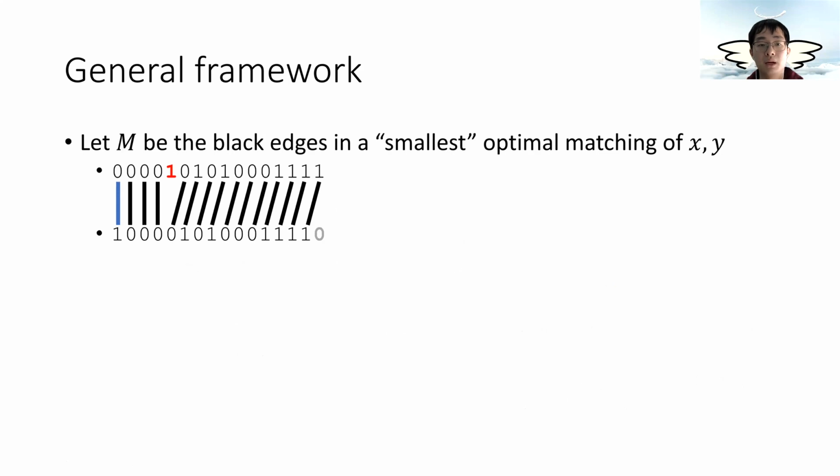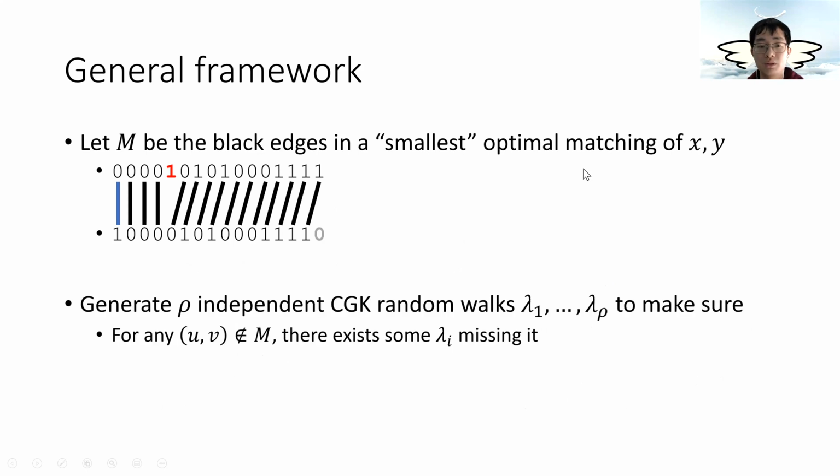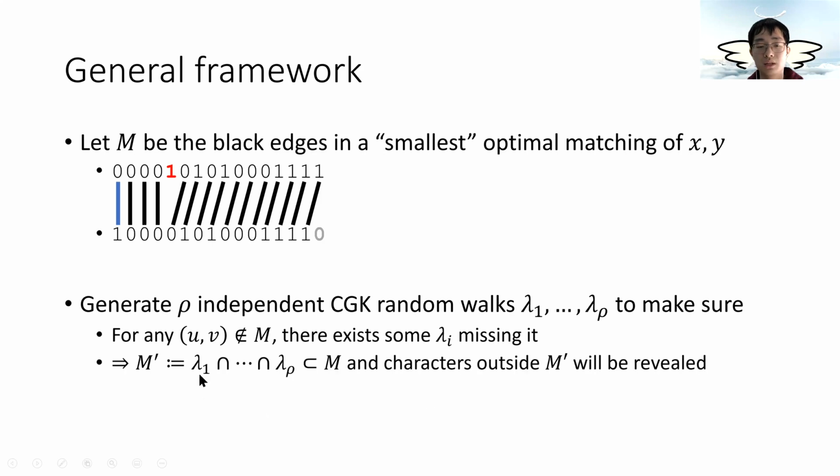Now let M be the black edges in a smallest optimal matching of x and y. Then we will generate several independent CGK random walks, lambda 1 up to lambda rho, to make sure that for each edge uv not in these black edges, there exists some random walk that will miss it. And this implies that if we take the intersection of these random walks, it will provide black edges that are a subset of M. And also the characters outside this intersection will be revealed. And this means the dynamic programming will give the right answer.